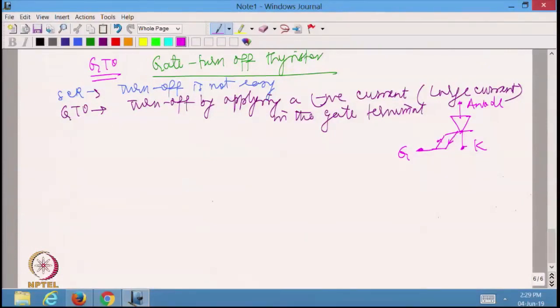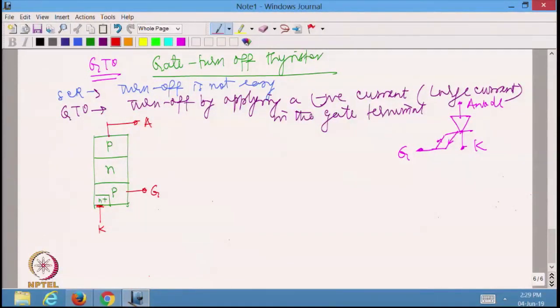This is how the symbol is normally drawn, which indicates that the current can go out or go in to the gate terminal. Okay. The GTO actually looks somewhat like this. If I look at it, basically this is a PNP, and I am going to have an N which is highly doped, and this is going to be my cathode, and this is going to be my anode, and this is going to be the gate.